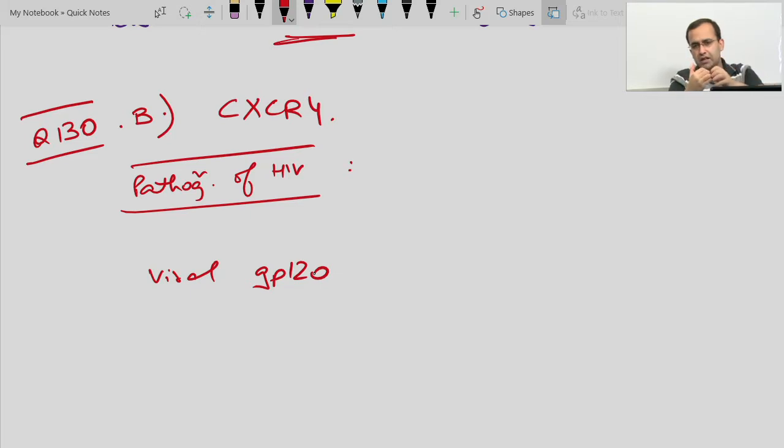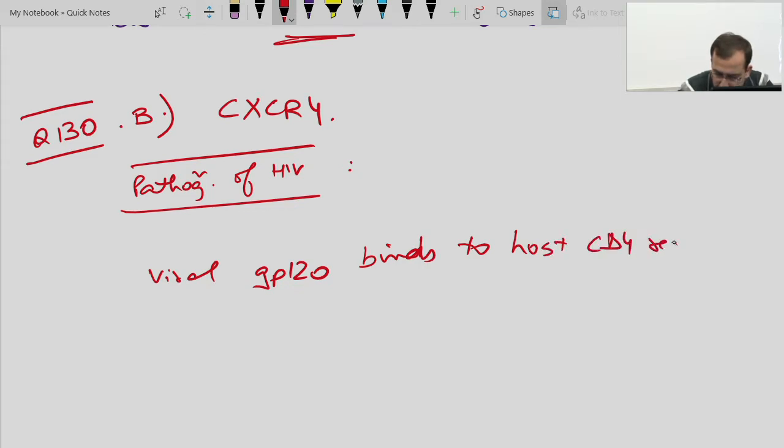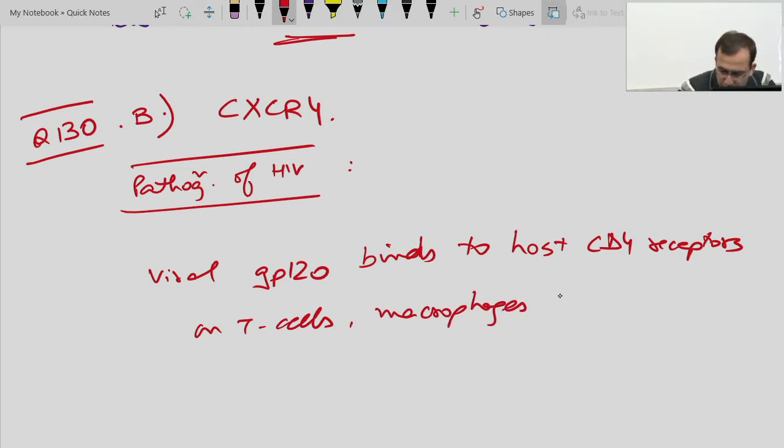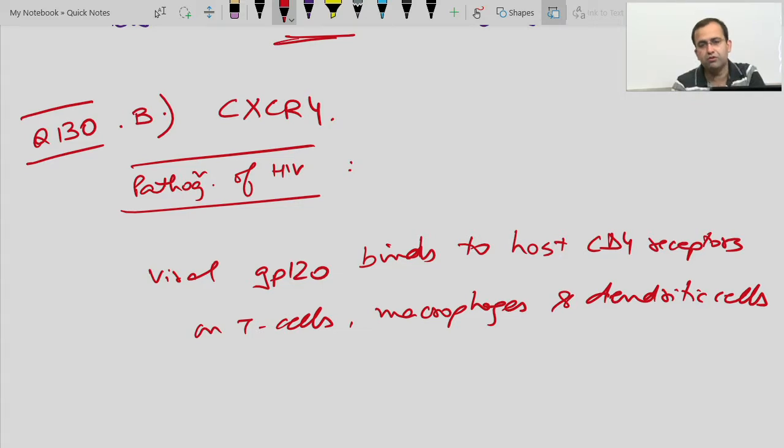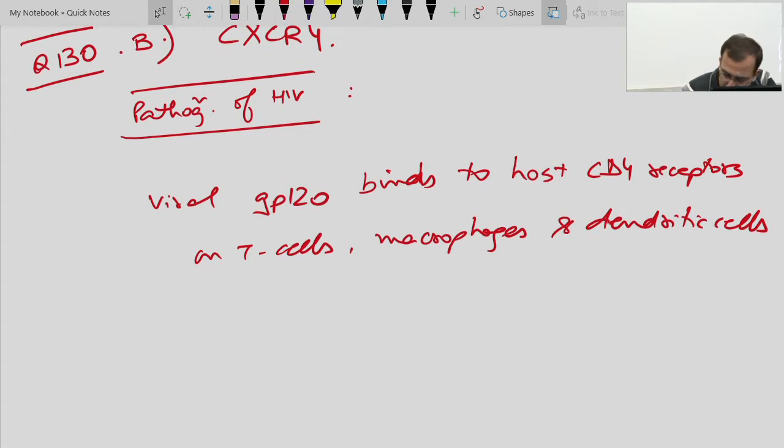Next point, this in turn leads to conformational changes in GP41, as a result of which the viral genome enters the cell. So let us write this. Viral GP120 binds to the host CD4 receptors. Where are they present? On the T cells. It also binds to macrophages and dendritic cells. So viral GP120 binds to the CD4 receptors on T cells, macrophages and dendritic cells.